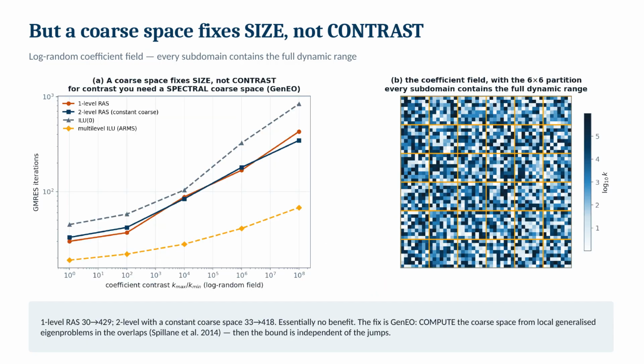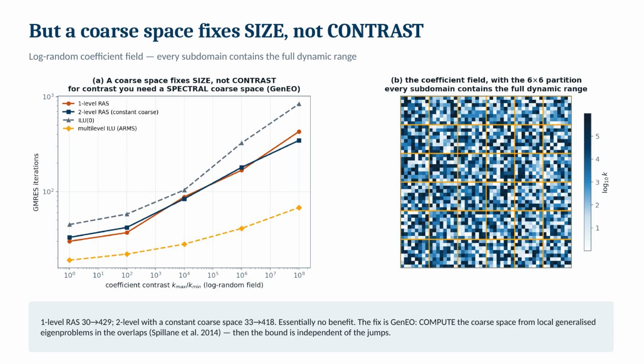But be careful about what you just bought. Panel B is a log random coefficient field. Every subdomain contains the full dynamic range. Panel A sweeps the contrast from 1 to 10 to the 8. 1 level RAS, 30 to 446. 2 level RAS with a constant coarse space, 33 to 418.